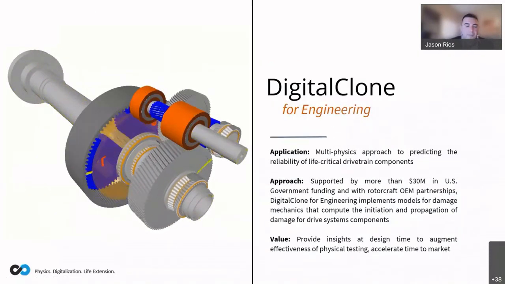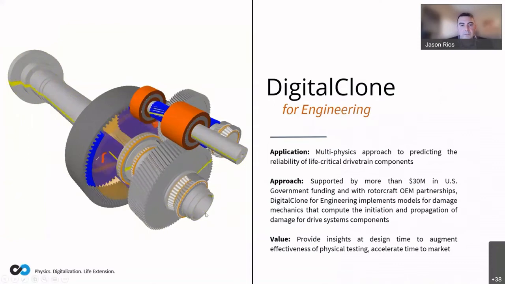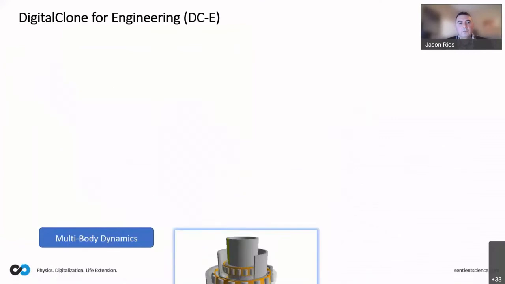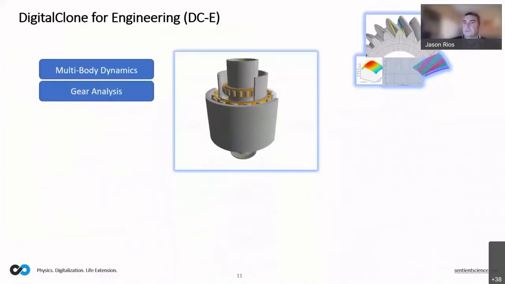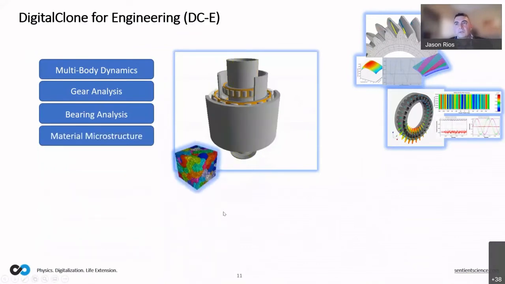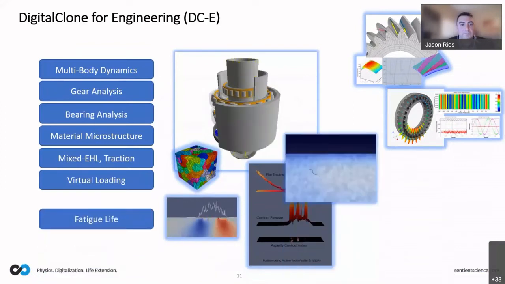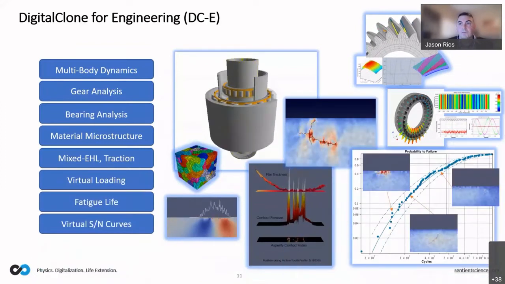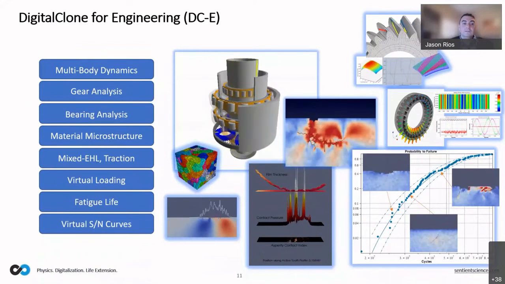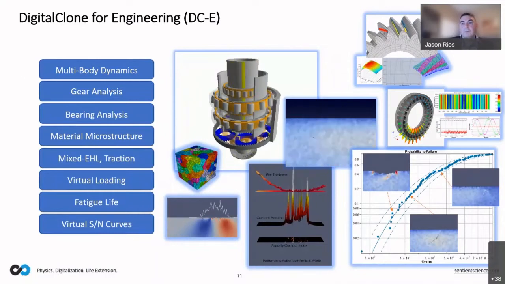So this entire process that I just went over, we've productized it into a solution called DigitalClone for Engineering. I won't take up a lot of time going into the details of the solution. Glad to talk to anybody that has interest in it, but I'll give you a quick overview of what's contained within the solution. It's everything that we just talked about in that process, the ability to do multi-body dynamics to create a geared system that's very suitable for rotorcraft drive systems, to be able to do gear and bearing analysis, take into account material microstructure, and look at design trade-offs.